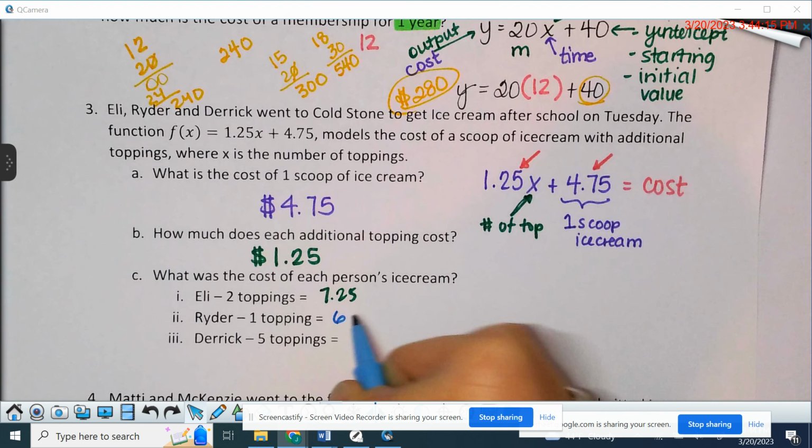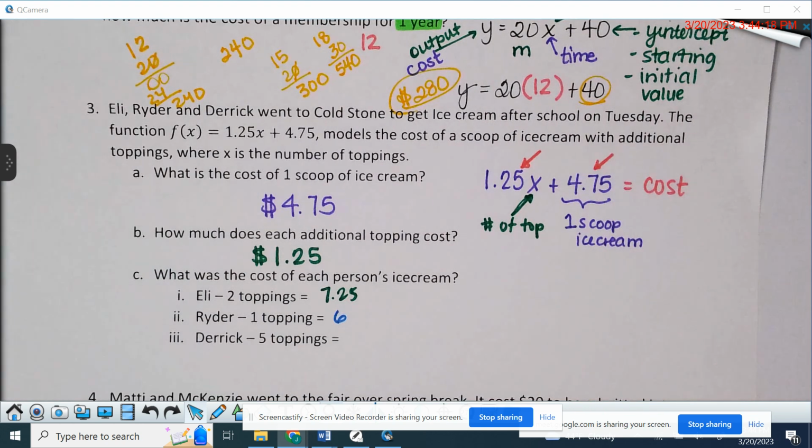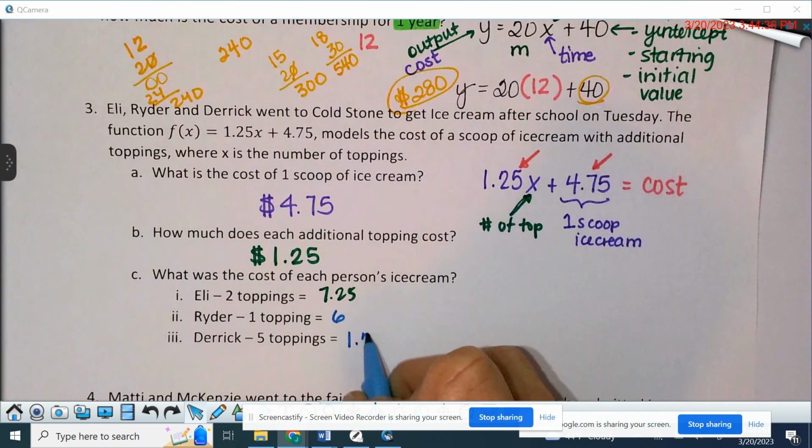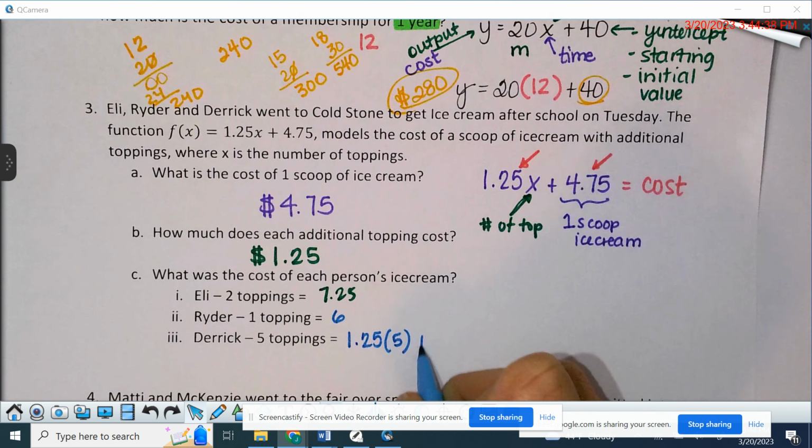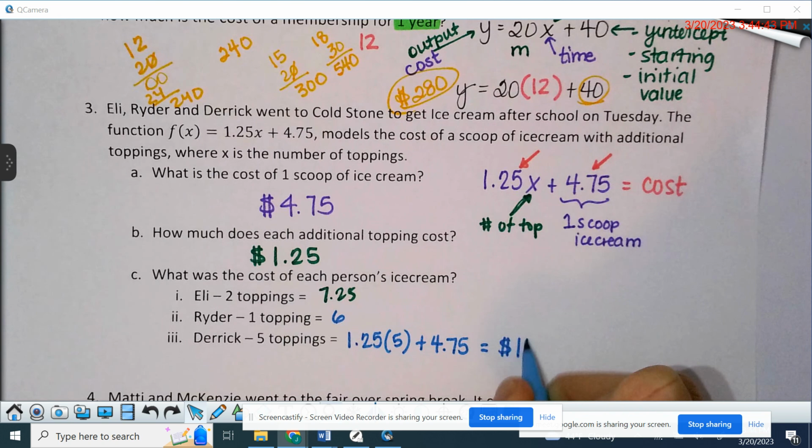Perfect. And if Derek got ice cream and it had 5 toppings, how much is that going to cost? Good job. Yep, $11. Only at Cold Stone would you have $11 ice cream. But yes, $11. Perfect, perfect.